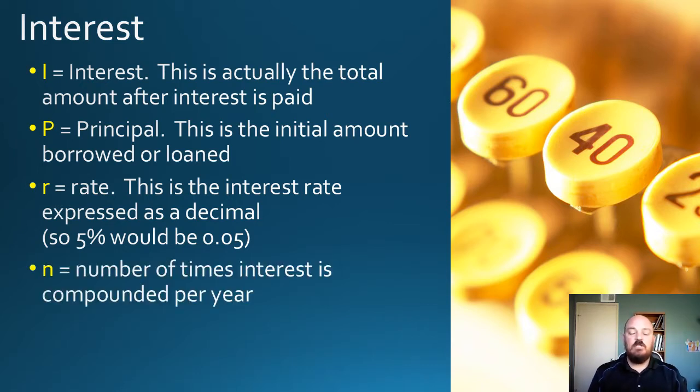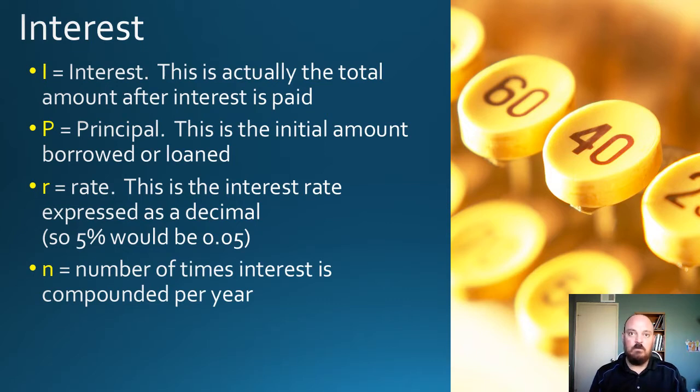And then N is what I talked to you about a couple slides ago. N is the number of times interest is compounded per year. So if it says in the question we're compounding yearly, N equals 1. If it says we're compounding daily, N equals 365, because there's 365 days per year, and that's how many times you're compounding.